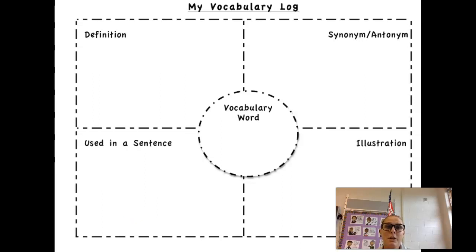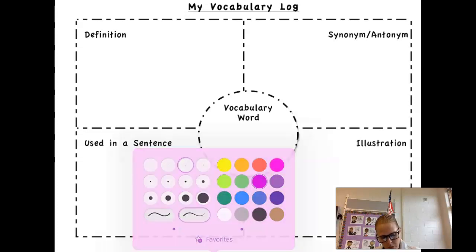Hi, boys and girls. For your word work today, you're going to be doing the word summoned, and you're going to be using a Frayer model. A Frayer model is a vocabulary model, graphic organizer, that will help you learn vocabulary words better. It's called a Frayer model because the woman who designed it, her last name was Frayer. So we're going to go ahead and do the word summoned.